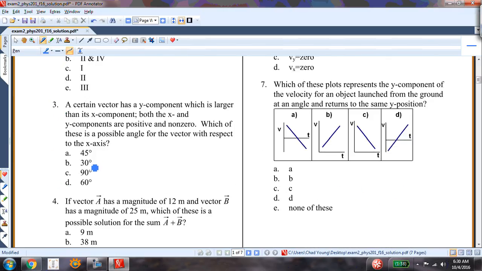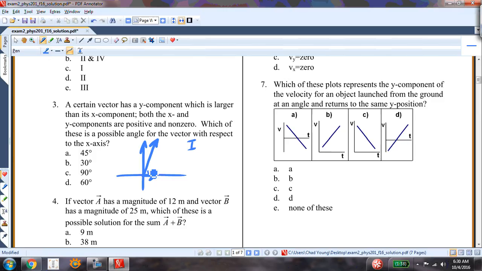A certain vector has a net y component, which is larger than its x component. Both are positive and non-zero. Which of these is a possible angle? So since both are positive, that means I'm in quadrant 1, and it says that the y component is larger. So my x component, say, was here. That would mean my y component would be here, so it's going to look something like this.